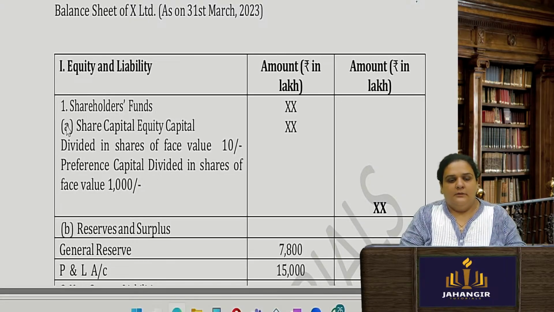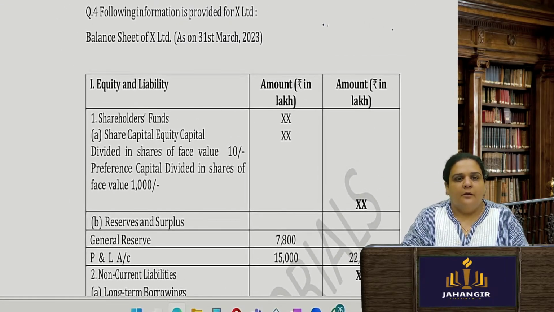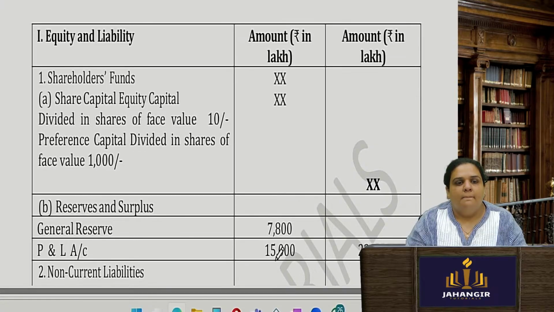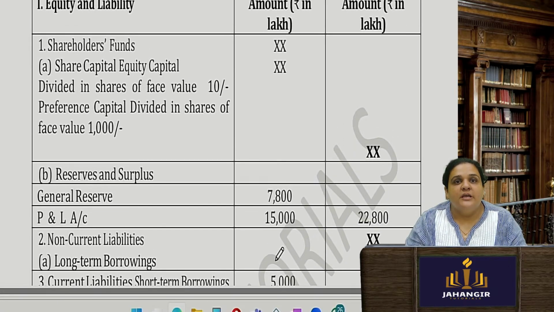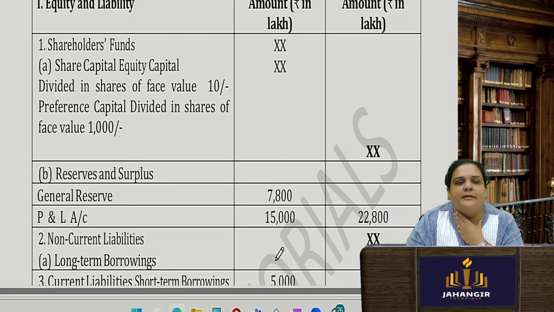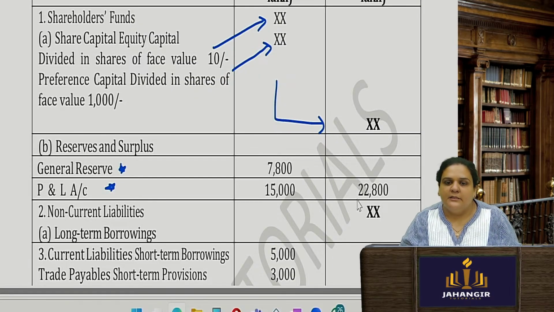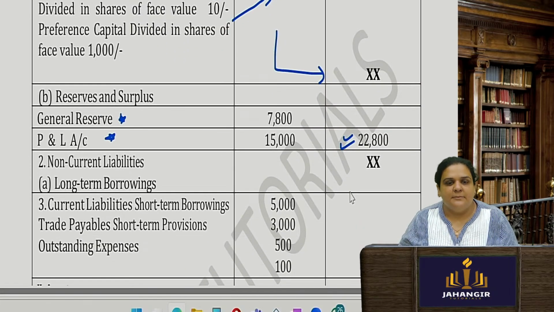Okay, now coming to question number 4. The following information is provided for X Limited. They have given me a balance sheet. Shareholders' funds: equity share capital divided into shares of face value 10 each, X amount, and preference share capital divided into shares of face value 1000 each, X amount. So total X plus XX. In reserves and surplus, we have general reserve and P&L, 7,800 plus 15,000, 22,800 reserves and surplus.